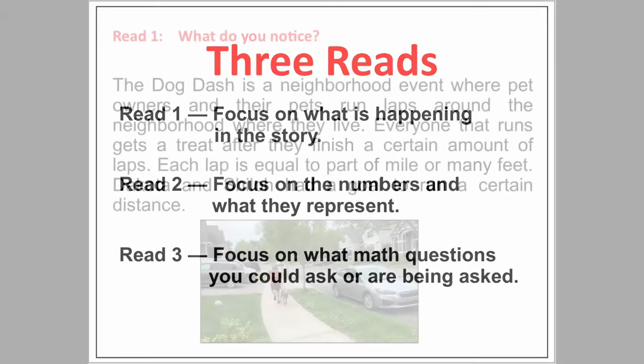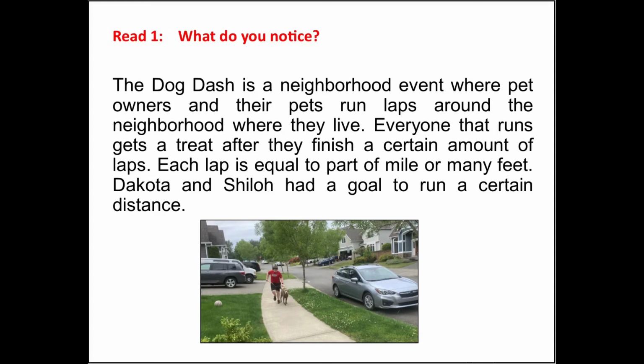Let's begin. The first time we read the problem, let's just notice what's happening in the story. The Dog Dash is a neighborhood event where pet owners and their pets run laps around the neighborhood where they live. Everyone that runs gets a treat after they finish a certain amount of laps. Each lap is equal to part of a mile or many feet. Dakota and Shiloh had a goal to run a certain distance. I want you to hit pause and write down things that you notice that's happening in this story. Go ahead and hit pause.